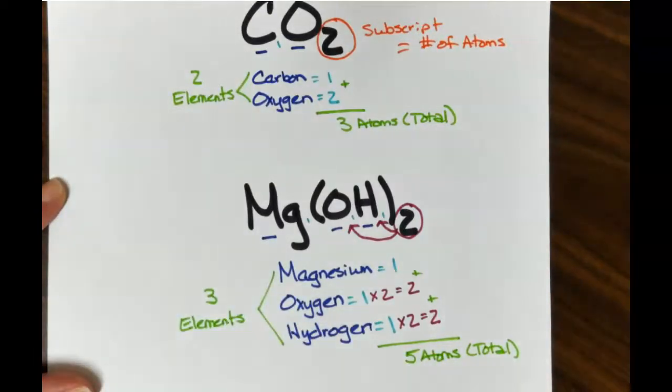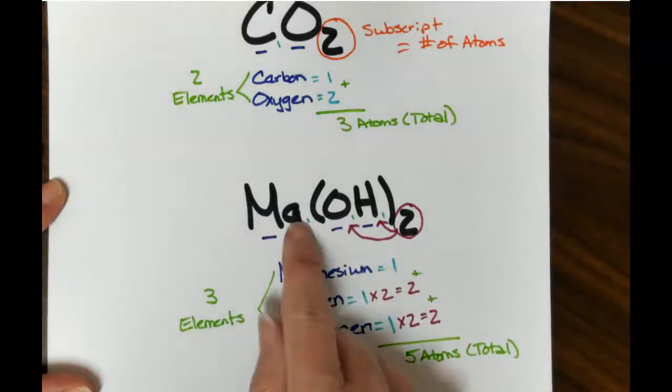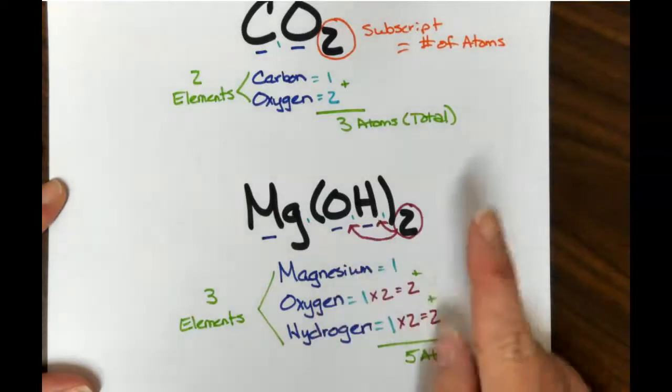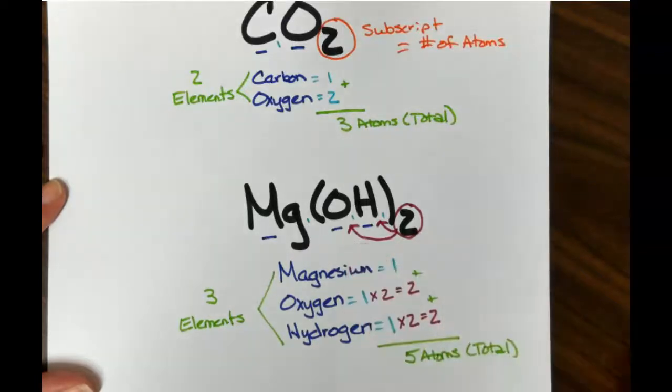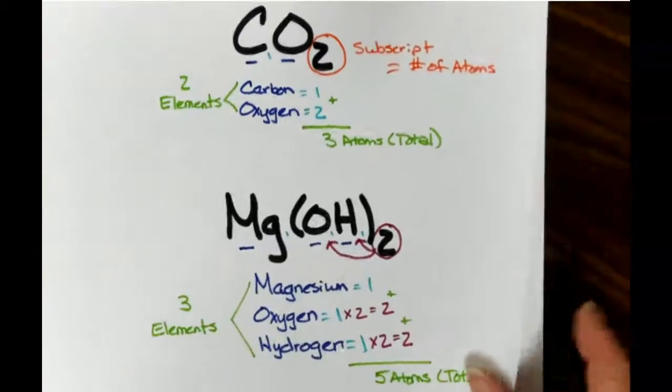So in each scenario, I was doing the same thing. First, identify the elements, then identify the number of atoms of each element based on subscripts, and finally, if I have parentheses, I have to distribute the subscript outside the parentheses to everything inside the parentheses. All right, so let's practice.